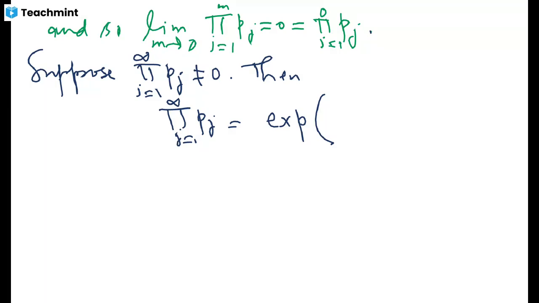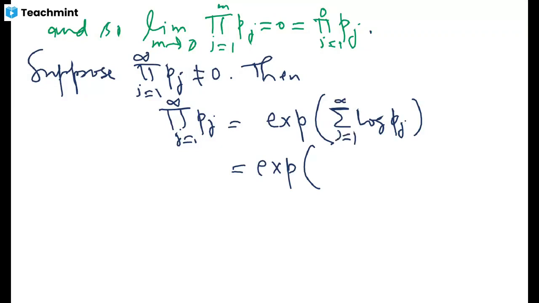this is exponential of summation log of pj. This is the way how we define it, something that I have already told you. This is the way how we define the value of a non-zero infinite product. And now when this product is convergent, then you know that this series is convergent, and once this series is convergent, this series is the limit of its partial sums. This has to be limit m goes to infinity of the sum of log of pj.